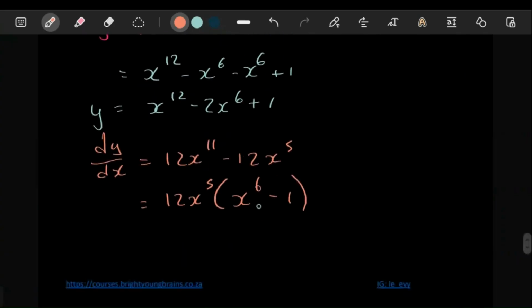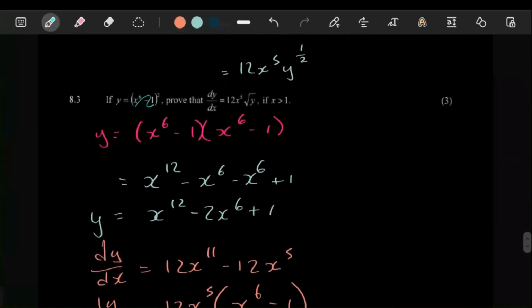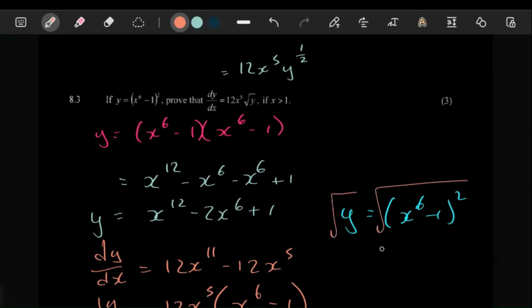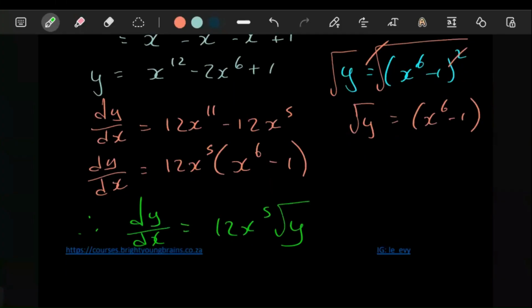So there we go. But then, remember, they told us that y is equal to this. So you see y is equal to x to the power of 6 minus 1 squared. So if you square root both sides, you end up with square root of y equal to x to the power of 6 minus 1. And so here, because of this, on your answer sheet you can then say, therefore, dy over dx is equal to 12x to the power 5 with square root of y, because this is where you got the square root of y. And so you want to write that on your answer sheet.